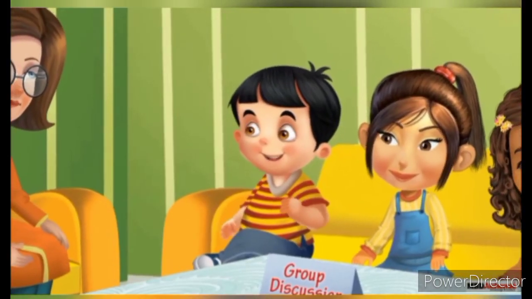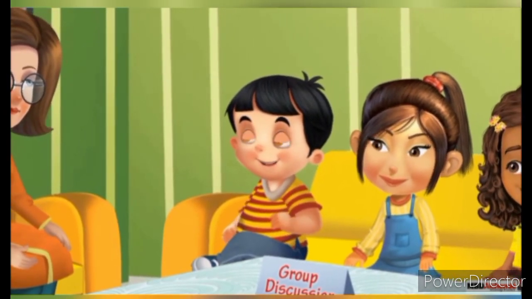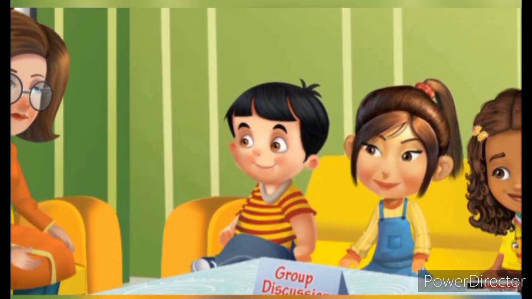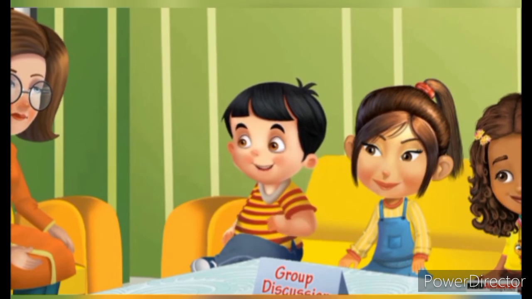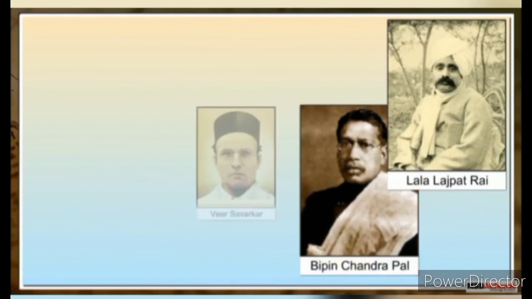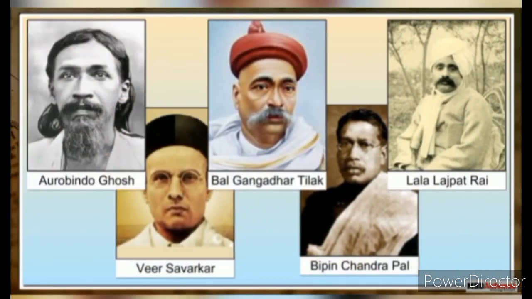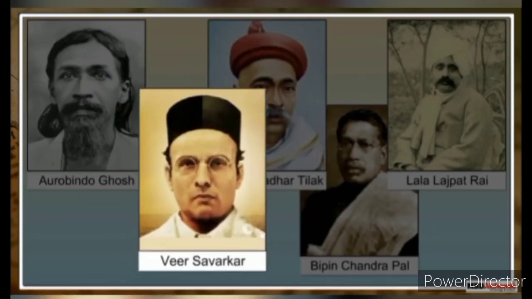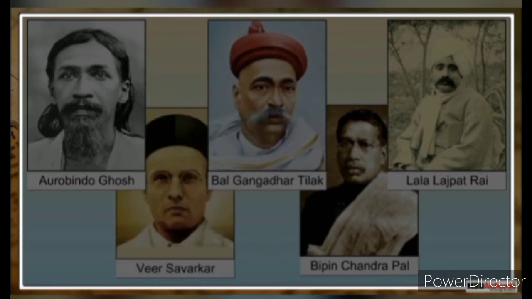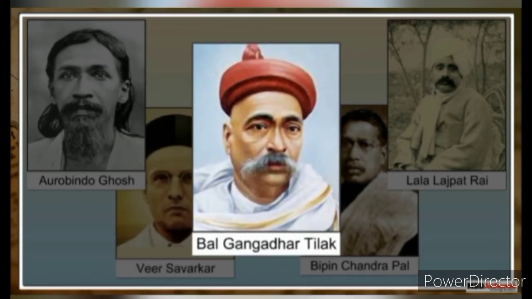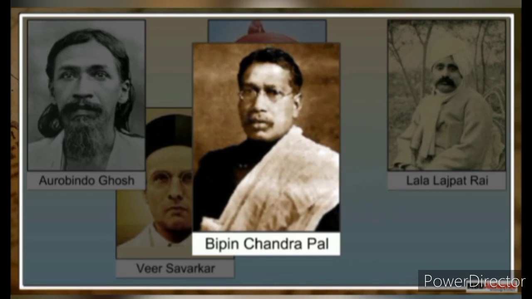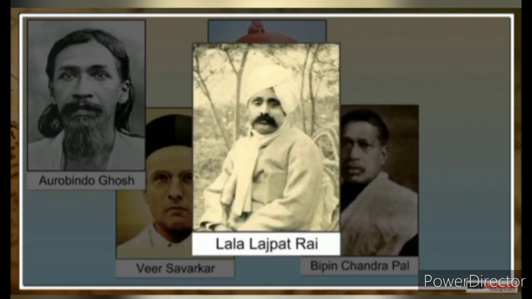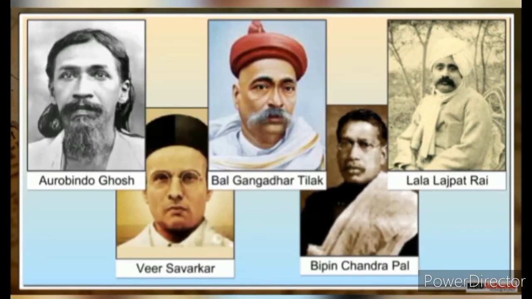This task was not easy, but the leadership of great leaders made it possible. Can anyone name those leaders? Yes, key persons associated with this movement were Aurobindo Ghosh, Veer Savarkar, Lokmanya Bal Gangadhar Tilak, Bipin Chandra Pal, and Lala Lajpat Rai. They encouraged common people to protest against the partition of Bengal.